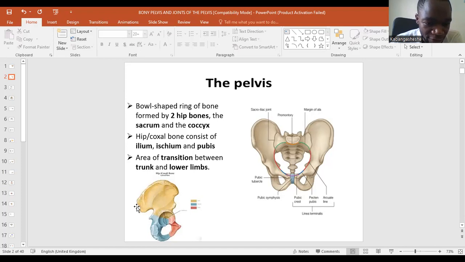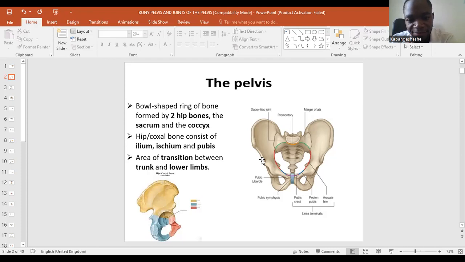Equally, on the back, we have two. That is on the dorsal surface. So this one will be the posterior superior iliac spine. This one will be the posterior inferior iliac spine. These are the bones we're talking about. Anterior superior iliac spine, anterior inferior iliac spine.